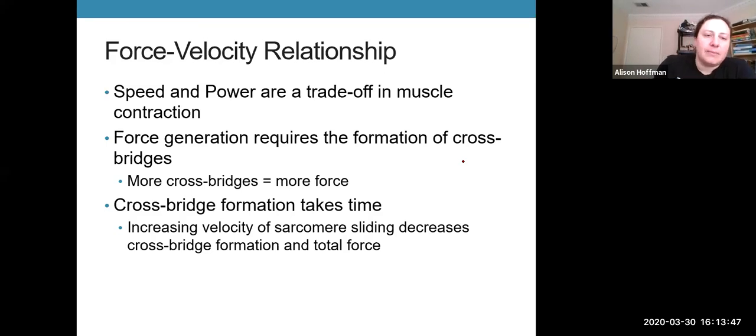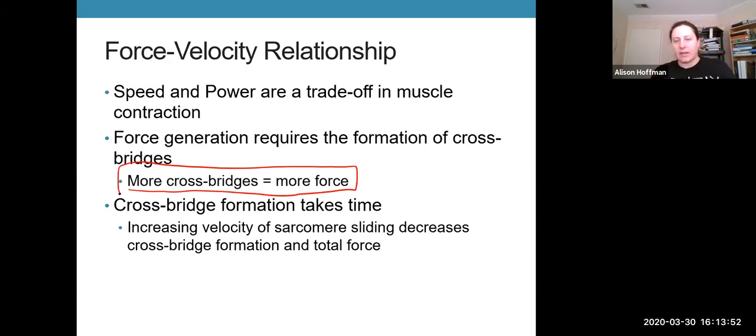We know that we get more force with more cross bridges, right? We've already talked about that over and over again. That's what we just discussed. But cross bridge formation actually takes time, and it will slow the speed at which the sarcomere overlap will occur. So basically we're slowing down the sliding process if we're maximizing the number of cross bridges.